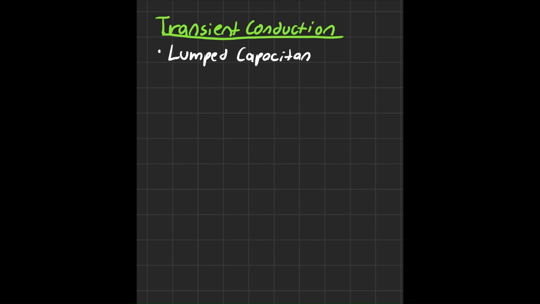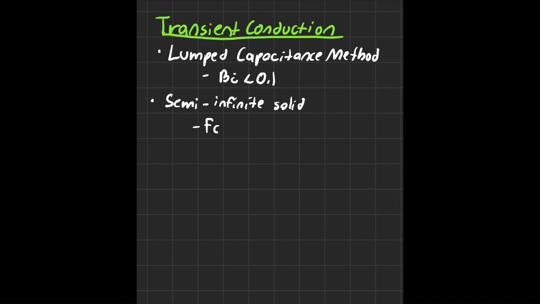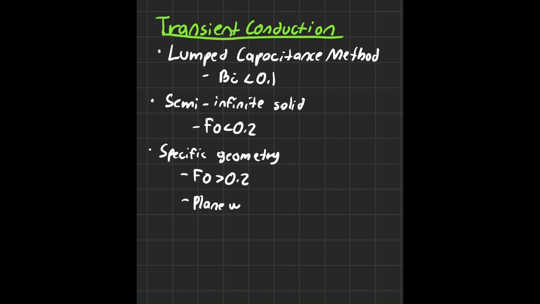There are three methods that can be used to model heat transfer in the aluminum sheet. The lump capacitance method, which is valid when the Biot number is less than 0.1. The semi-infinite solid method, which is valid when the Fourier number is less than 0.2. And the specific geometry method, which is valid when the Fourier number is greater than 0.2 and the specimen is a plane wall, sphere, or infinite cylinder. Because the aluminum sheet is not any of these geometries, we cannot use the specific geometry method.